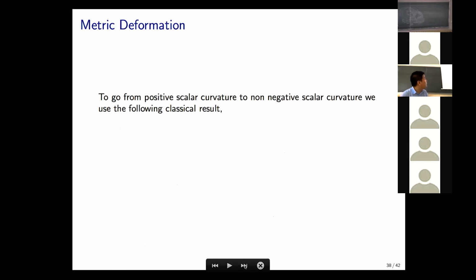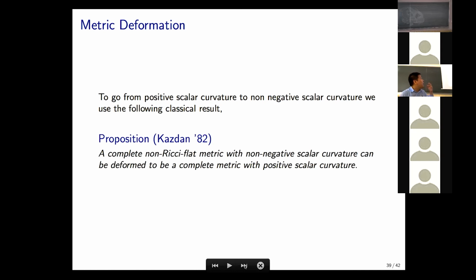To get from positive scalar curvature to non-negative scalar curvature, we use the following result. This result is due to Cutback. Cutback shows that a complete Ricci-flat metric with non-negative scalar curvature can be deformed to be a complete metric with positive scalar curvature. So we use this result to generalize the positive scalar curvature case to the non-negative scalar curvature case.